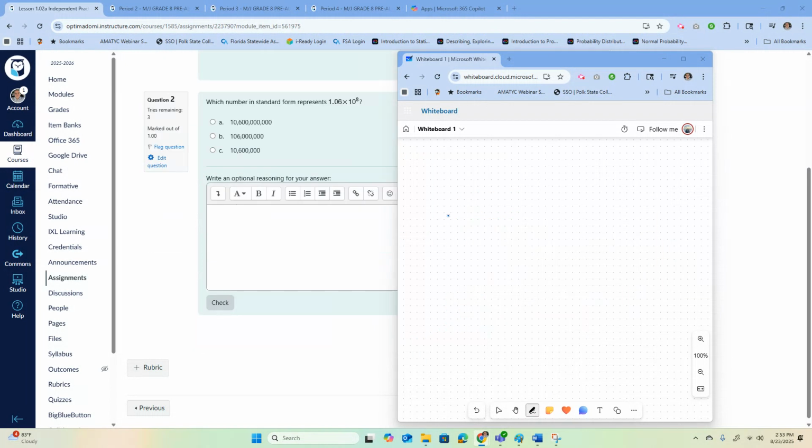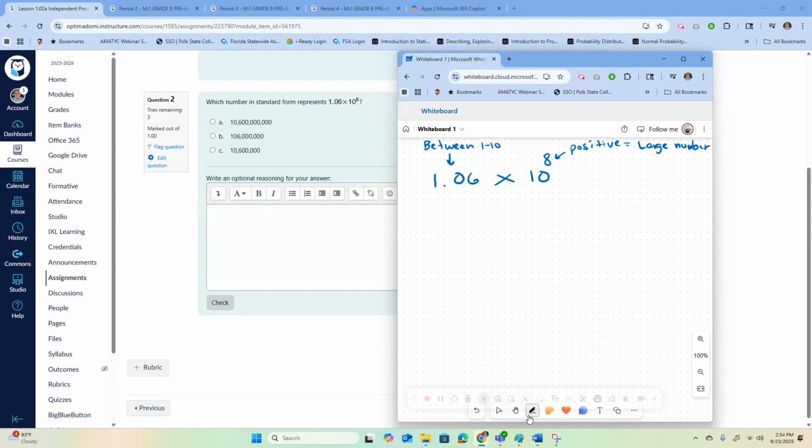For problem number two, they gave you the number in scientific notation. They gave you the number 1.06 times 10 to the 8th power. This number is written in scientific notation because 1.06 is a number between 1 and 10. And every time you have an exponent that is positive, it means that we're working with a large number. So we have a large number that was written in scientific notation.